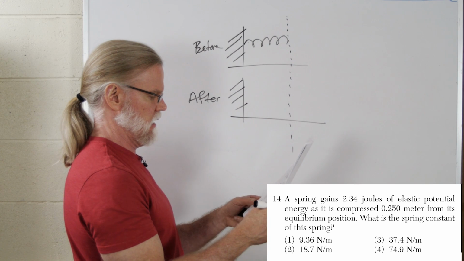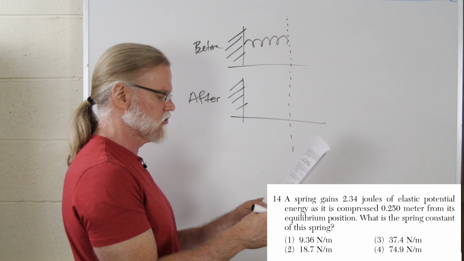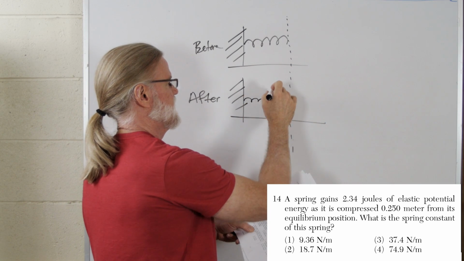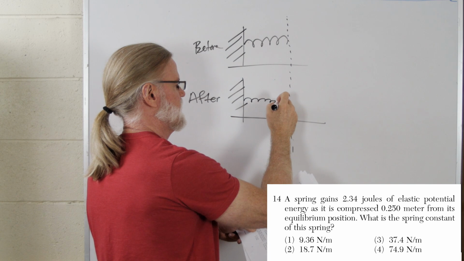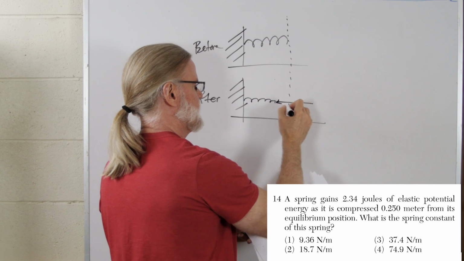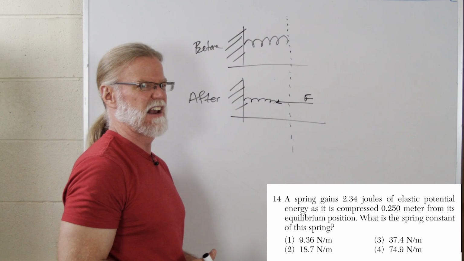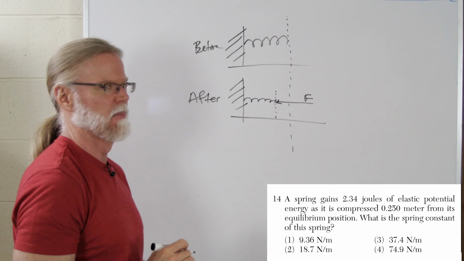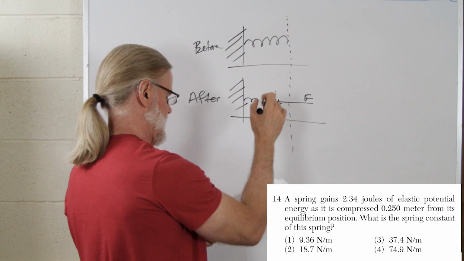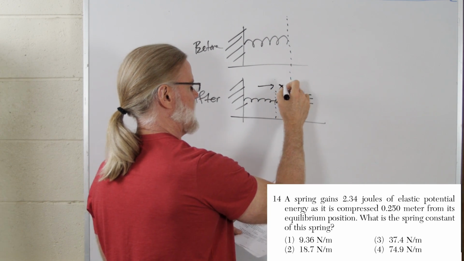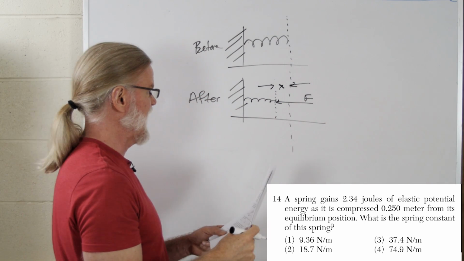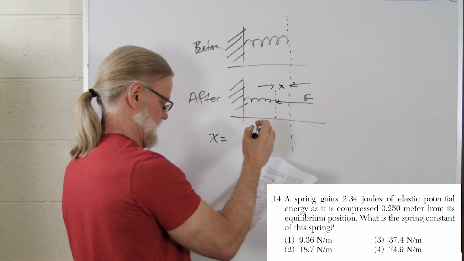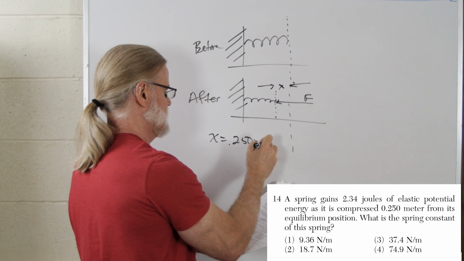Before, and the spring gains 2.34 joules of elastic potential energy as it's compressed. All right, there it is, compressed. So something compressed it, perhaps a frisbee, some force. It was compressed this distance, and we usually call this distance x, or delta x. Regents calls it x, but it's really delta x, a change in position. x is going to be 0.25 meters, a quarter of a meter.